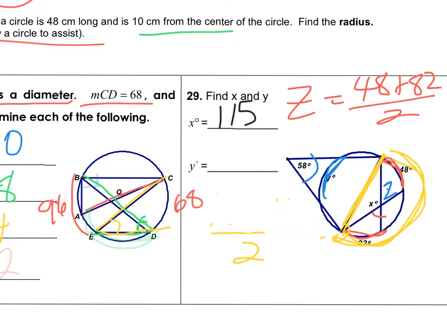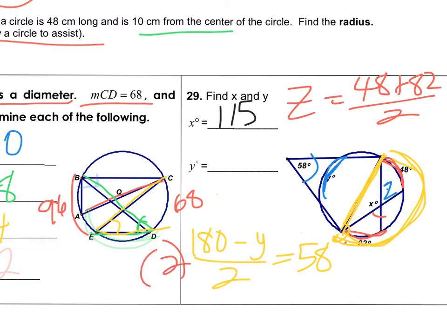So then you're just going to work backwards. You're going to just use your algebra skills. 180 minus y, all over 2, equals 58. So meaning we're going to multiply everything by 2 first. Okay. And so that's going to give us our 180 minus y equals our 116. And then we're solving for y.